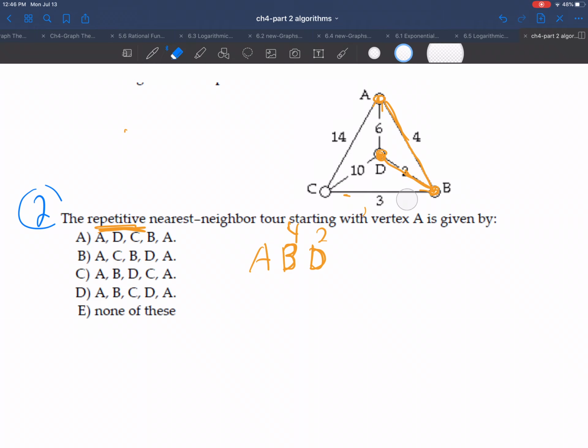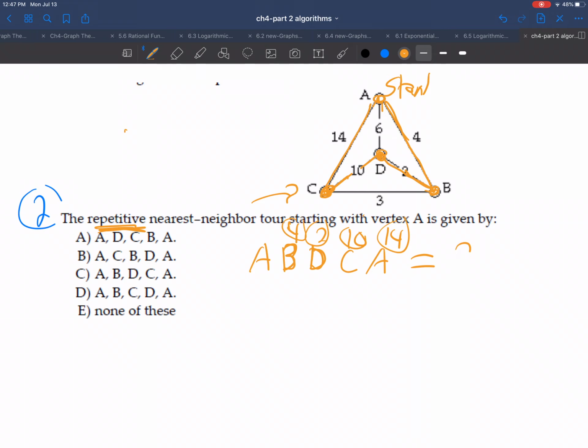Once you're at D, what do you got? You've only got one city left. C is the only city that hasn't been visited. You have no choice. Even though it's a 10, you got to go there because you got to go to every city, right? You got to deliver packages to every city, and then you got to go home. You started at A, you got to go home, A, 14. So then you got to add those up. Add up the 4, 2, 10, and 14: 24, 26, 30.